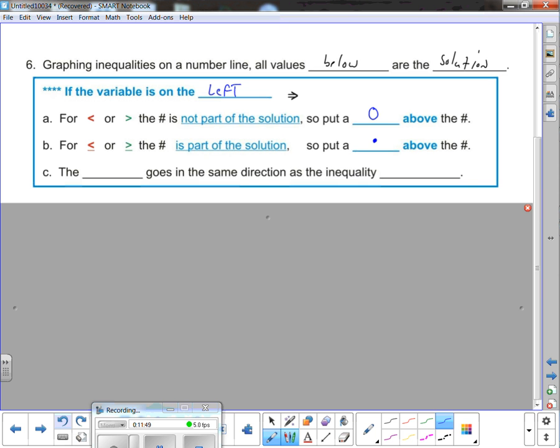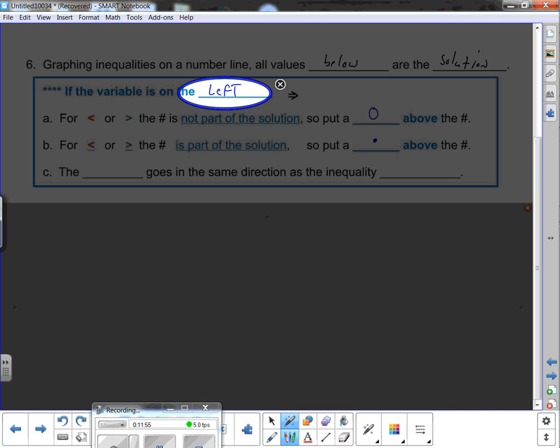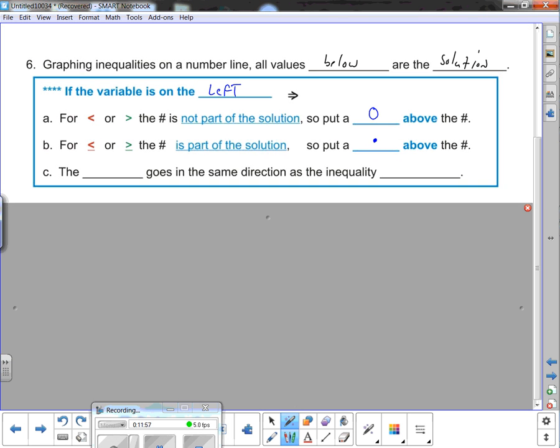All right, and then C, and now listen, don't miss this. Because your variable is on the left, and only when your variable is on the left, the arrow goes in the same direction as the inequality symbol. Your arrow goes in the same direction as the inequality symbol. All right, so let's do a few of these.